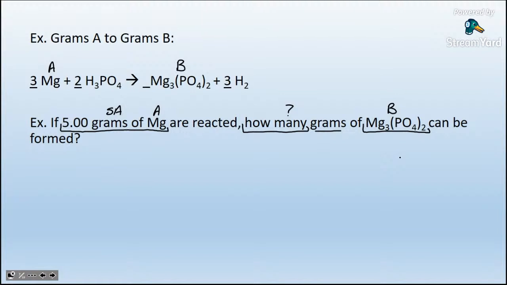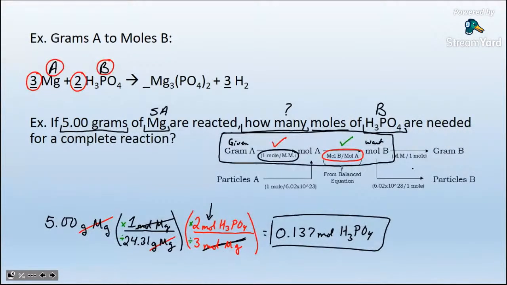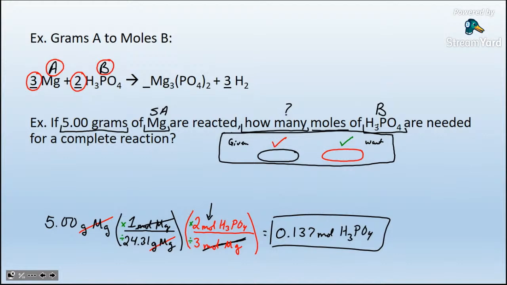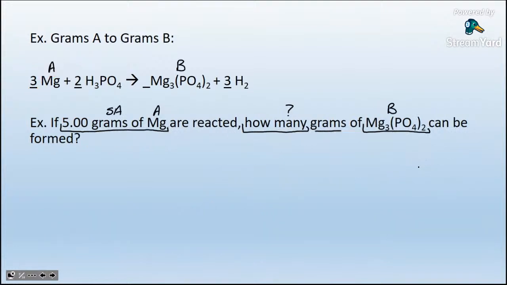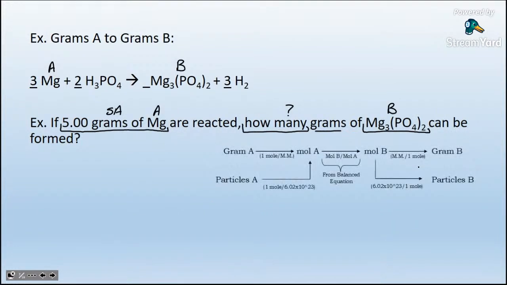Okay. Now notice I've kind of switched this up because I've been using in these other examples my H3PO4, and that's been my substance B each time. Well, anything within that balanced equation can be your substance B. So in this case, I've switched it up on you, and I'm asking for grams of magnesium phosphate that can be formed. So don't get stuck into the idea that the first component has to be A and the second component has to be B.